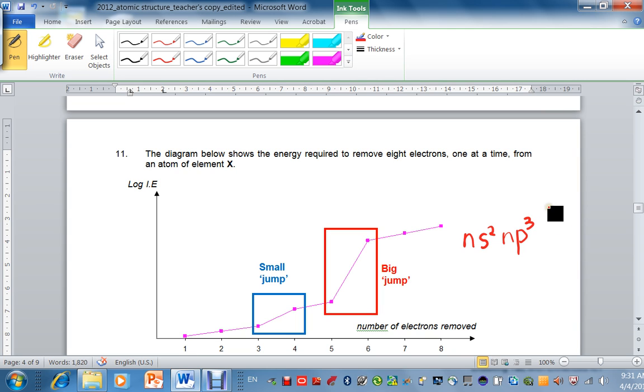Then remember electrons are always removed from the outermost shell. So the first electrons to be removed will be from the p subshell. Can you see that the first 3 electrons actually correspond to electrons from the p subshell. Then from the 4th electron onwards they are removed from the s subshell. So between the 3rd and 4th electron, there is a change in subshell from p to s. So that's why there's a small jump.